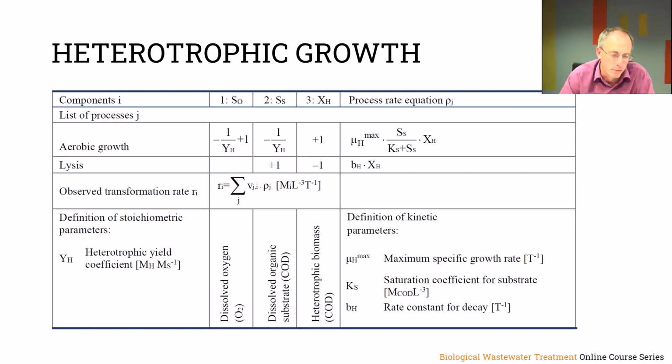And if you then multiply, say, this matrix with the process rate equation vector, you can make the conversion terms and include that in the mass balance, and you have a model for the plant.